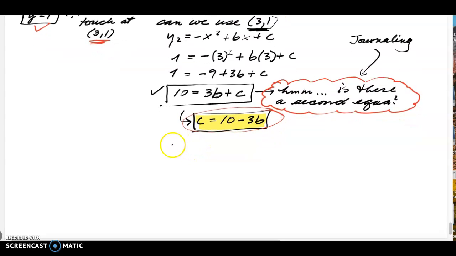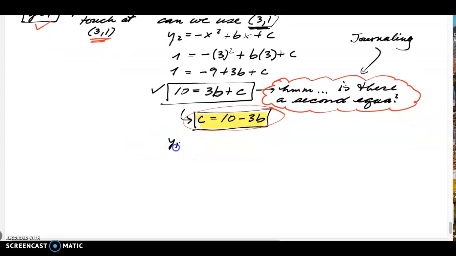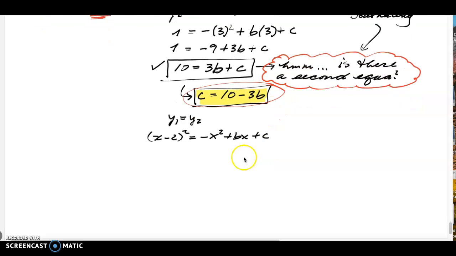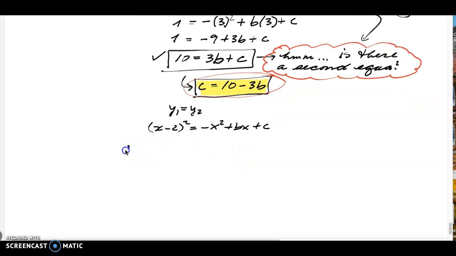So watch what we're going to have to do. I'm going to set the two equations equal to each other. So y1 equals y2. I'm just going to start off by saying (x minus 2) squared equals minus x squared plus bx plus c. Now I'm going to expand this one. So this is going to be x squared minus 4x plus 4 equals minus x squared plus bx plus c.